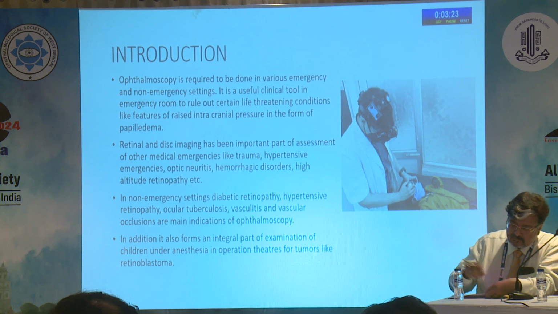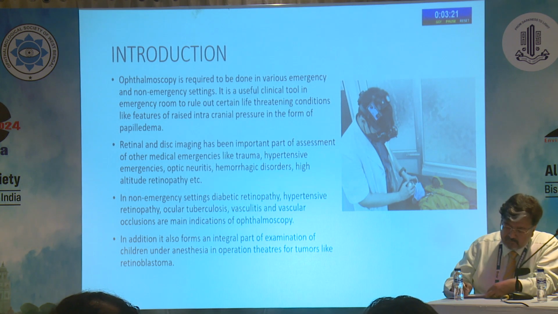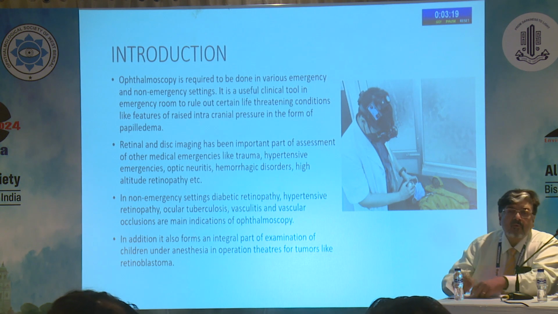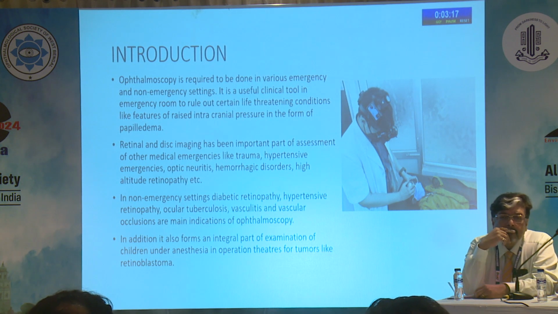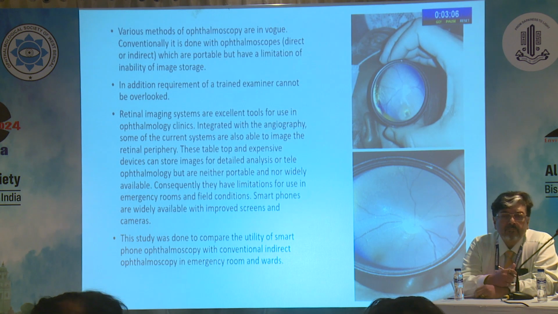In non-emergency settings, diabetic retinopathy, hypertensive retinopathy, ocular tuberculosis, and various ocular vascular occlusions are the main indicators of ophthalmoscopy. In addition, it also forms an integral part of examination of children under anesthesia in operation theaters for tumors like retinoblastoma. Various methods of ophthalmoscopy are there.